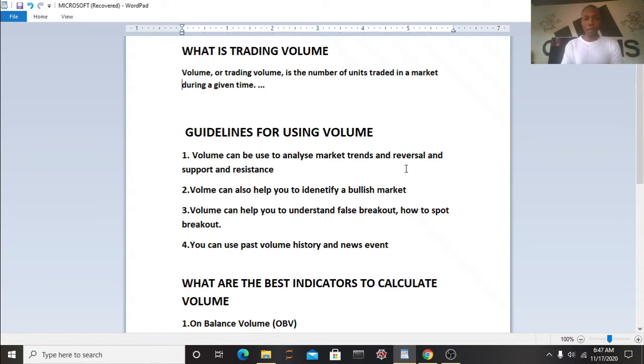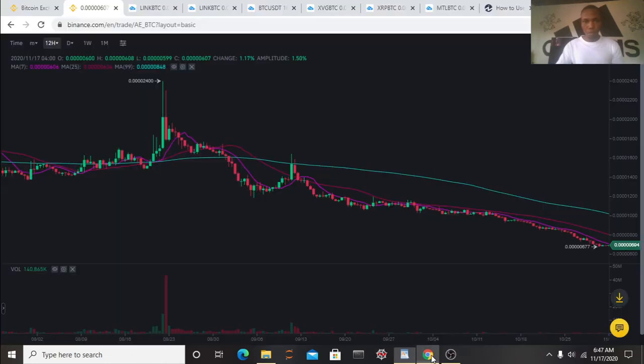If the price decreases and the volume increases close to my support, it means that the price might break my support level, because the volume of the coin is increasing alongside the price decreasing. Now let me show you guys an example of this.